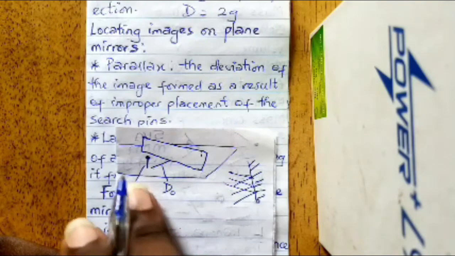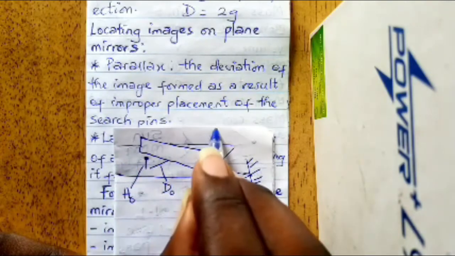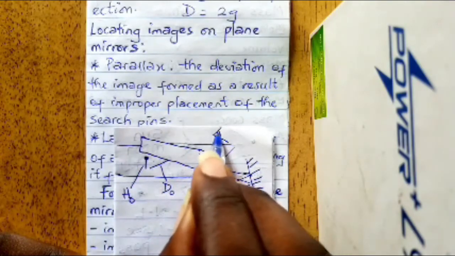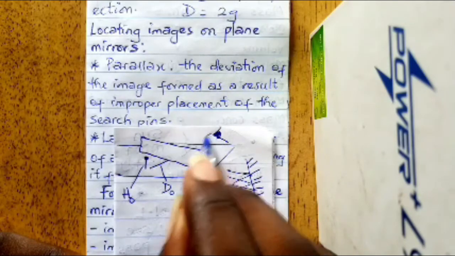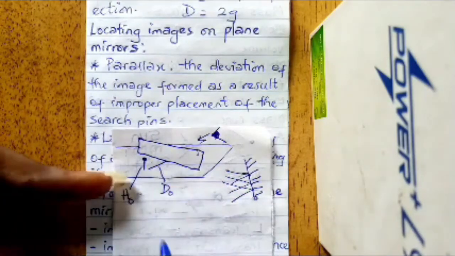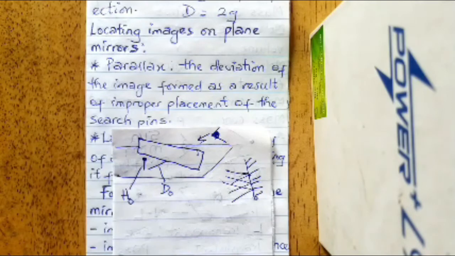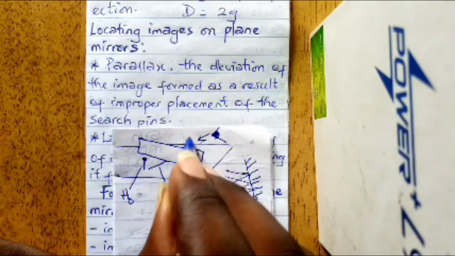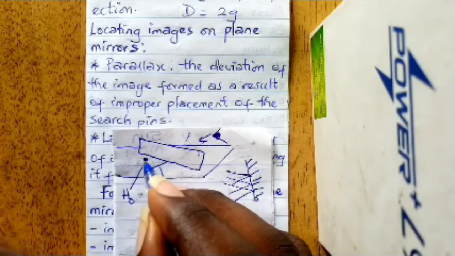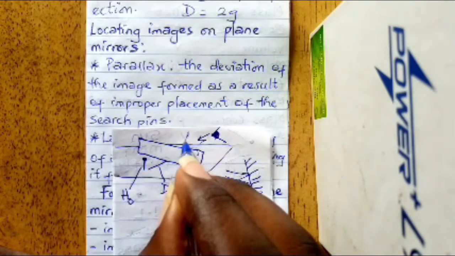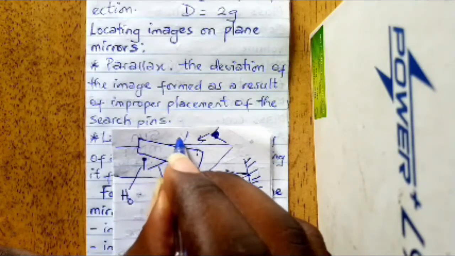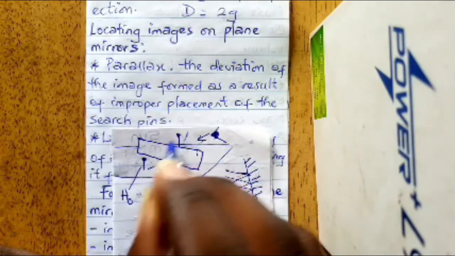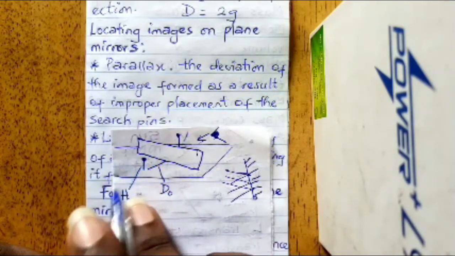Now to locate this pin, looking from this side, I want to locate the positioning of this pin. So we use what we call a search pin. A search pin will be placed here. Because this pin is at the front, we place a search pin behind, trying to find the reflection of this pin. So it's something like this.